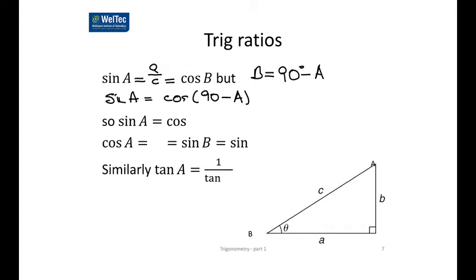That's just what I've written there, so I don't need to write it again. Okay, the cosine of A is equal to the adjacent over the hypotenuse, but that's actually the sine of B. So the cosine of A is equal to the sine of 90 minus A.